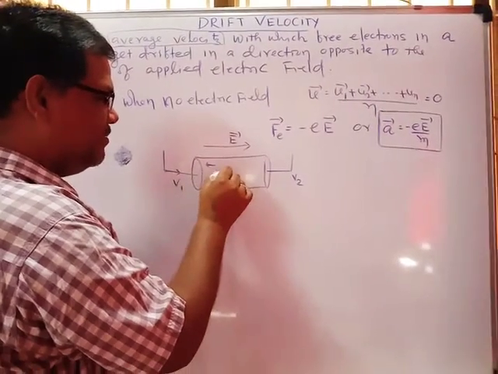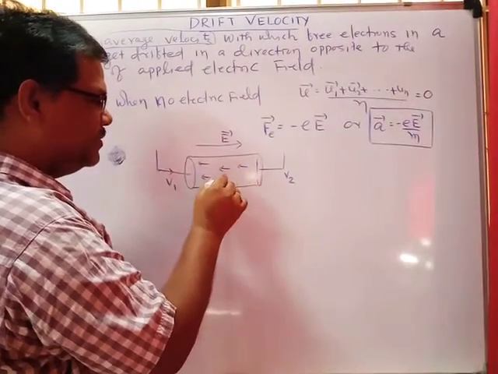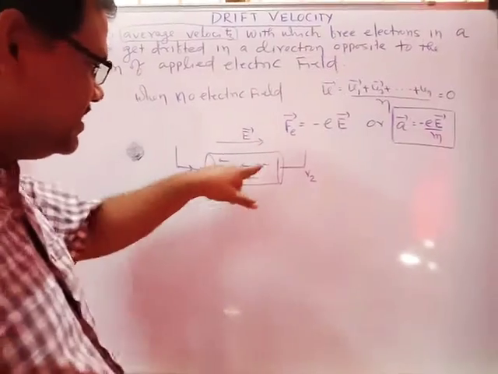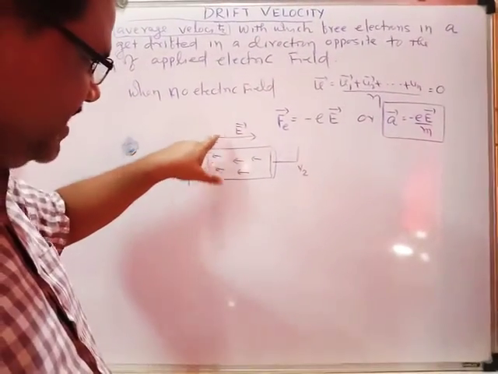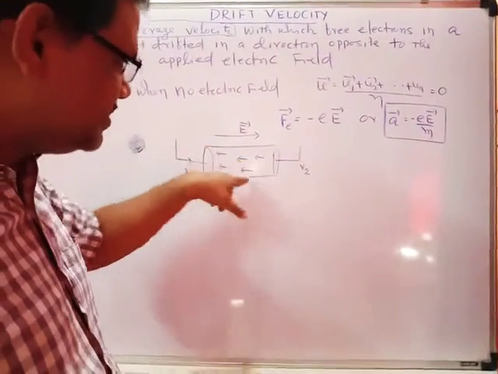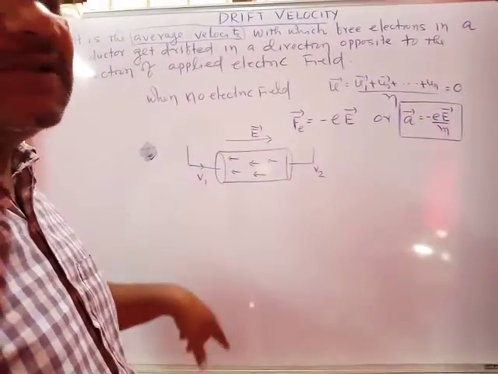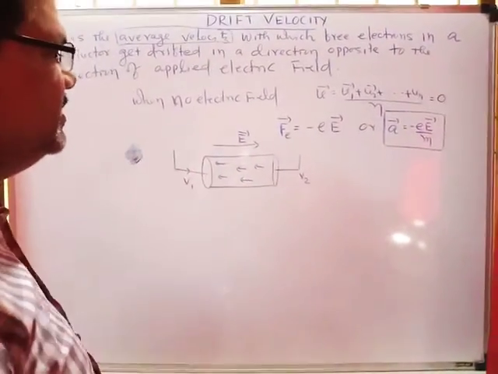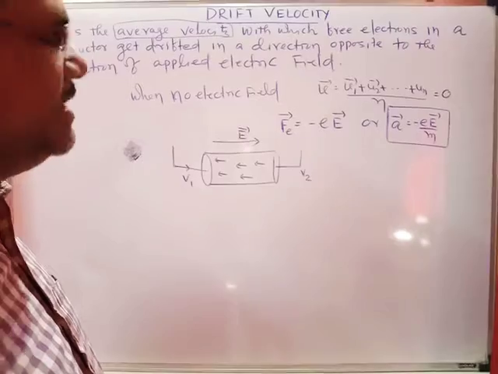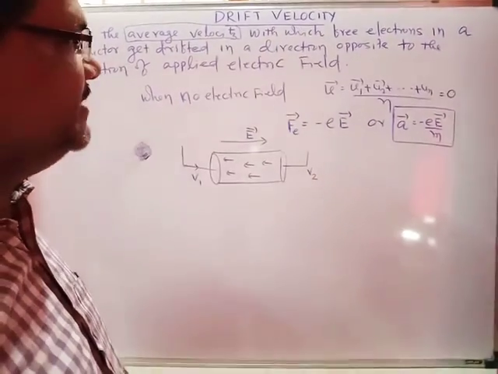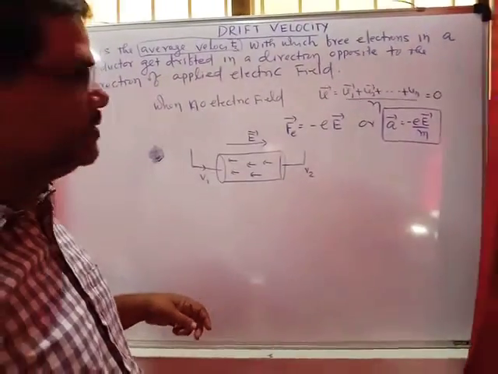The electrons will be moving opposite to that of the electric field, and the speed or the velocity with which the electrons will be drifted as a whole, that speed is called the drift speed or drift velocity. That is the drift velocity.